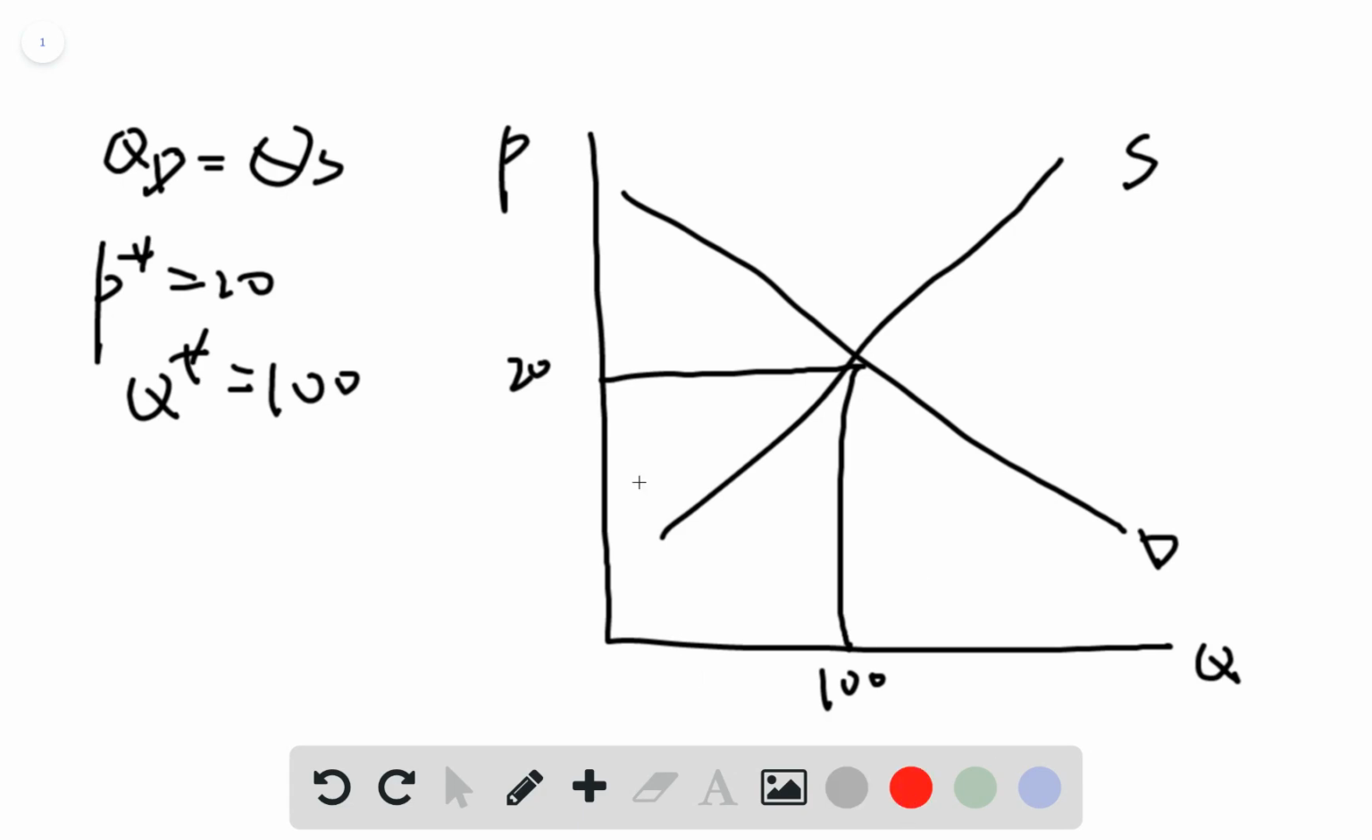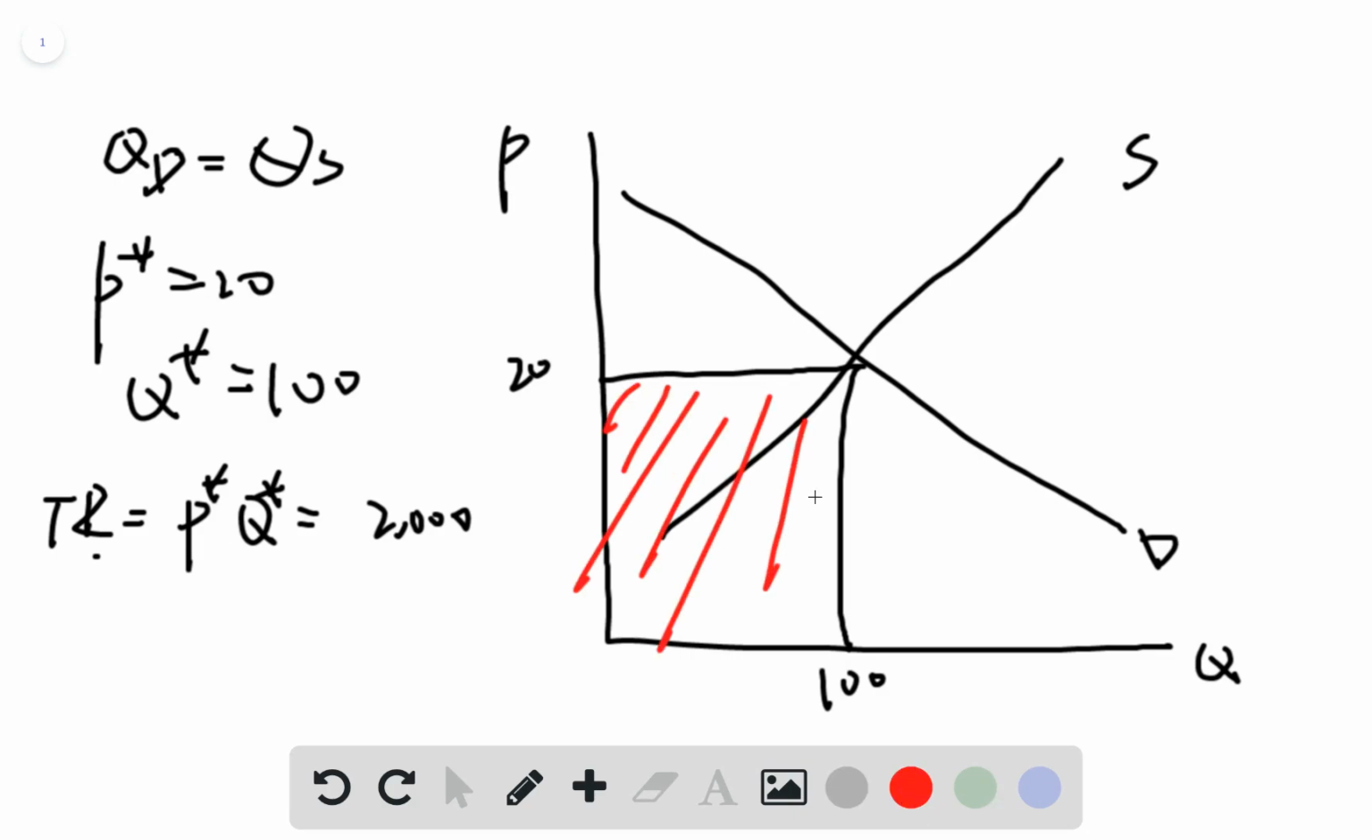So the question asks what would be the total revenue of the firm. So the total revenue of the firm by definition, we use TR to stand for total revenue, equals P star times Q star. So basically it is 2000. So on the graph, it should be this rectangle here. Okay, so this is the first part of this question.